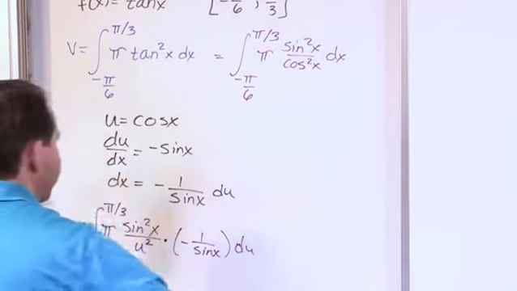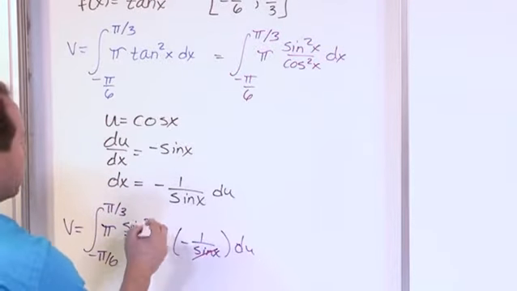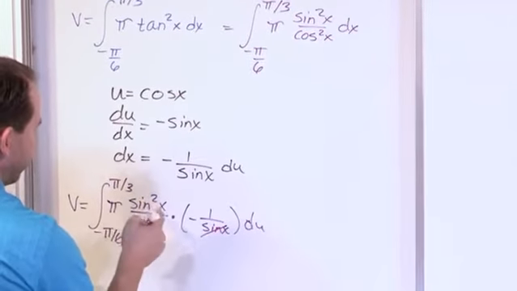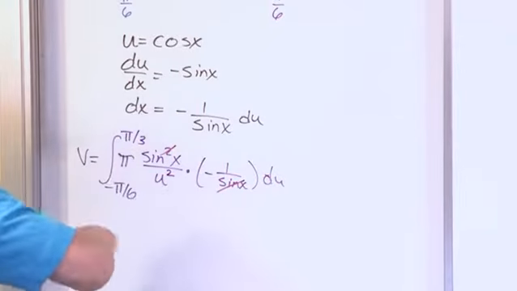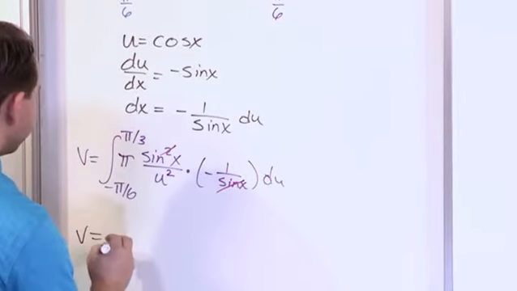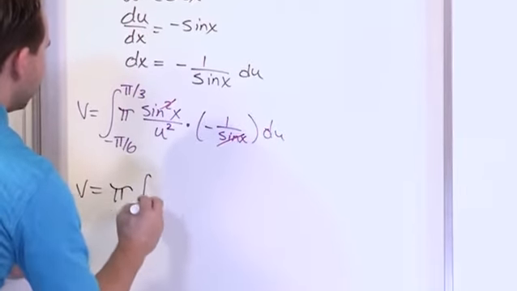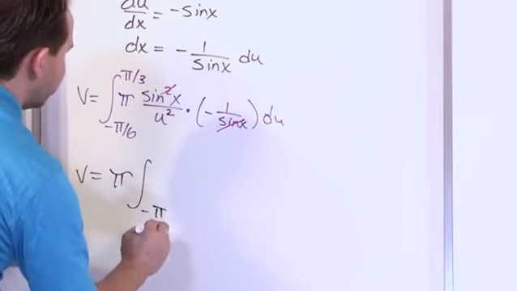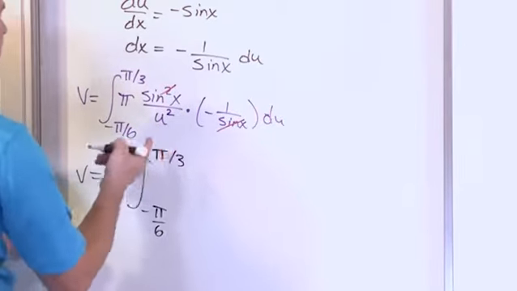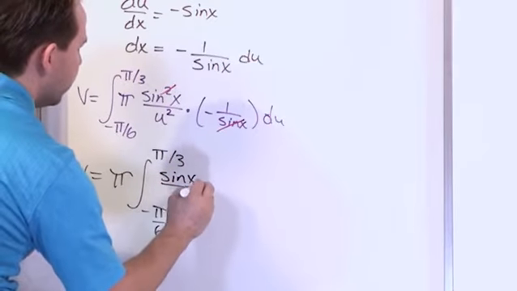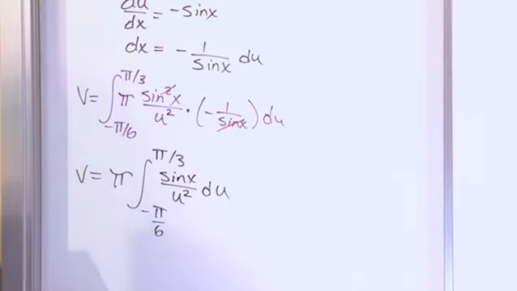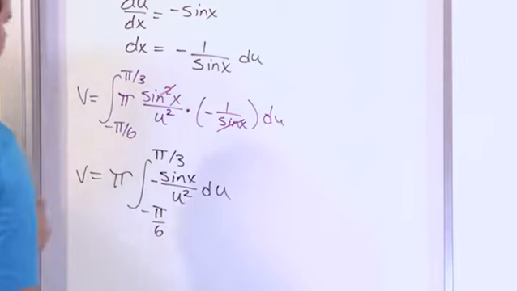This is great, because now I have sine canceling, but here I have sine squared. I have two sines up here. Well, I'll just cancel one of them. Let me rewrite the integral and simplify it here. So volume, I'm getting prepared to solve everything. Pi can come out of the integral, negative pi over 6 up to pi over 3. And what I'll have here is sine of x over u squared du. I have a negative sign here, so I'll just put a negative right there. Negative sine of x over u squared du.